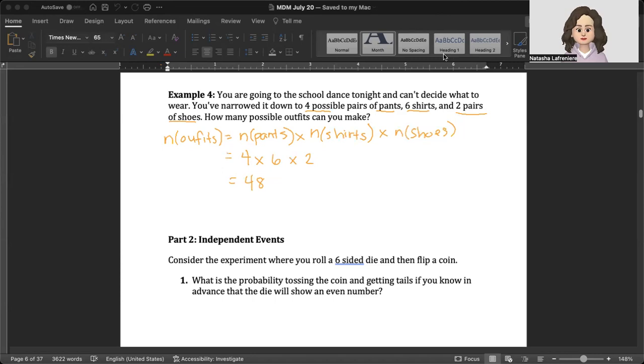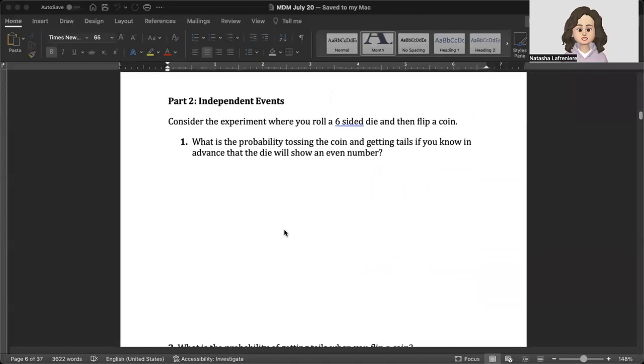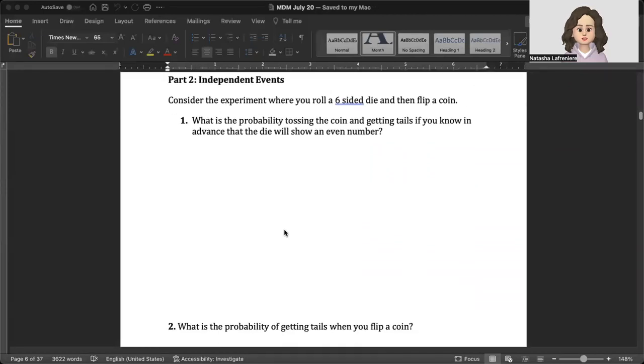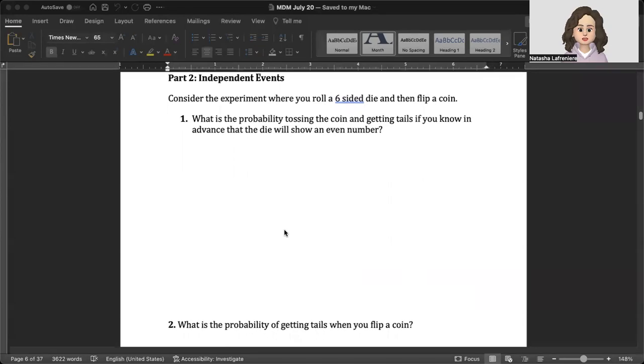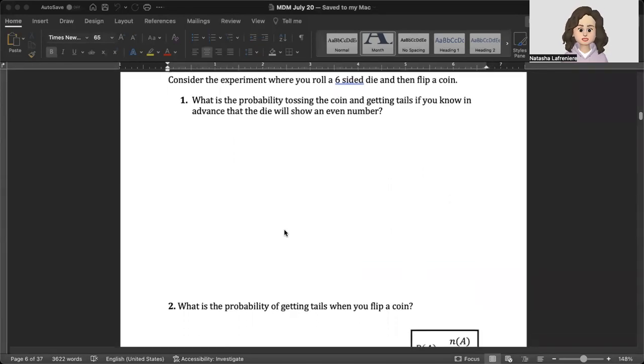Okay, so I'm clearing this and we're going to look at independent events. Consider the experiment where you roll a 6-sided die, then flip a coin. What is the probability of tossing the coin and getting tails if you know in advance that the die will show an even number?